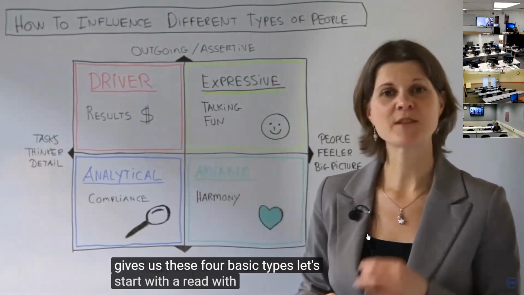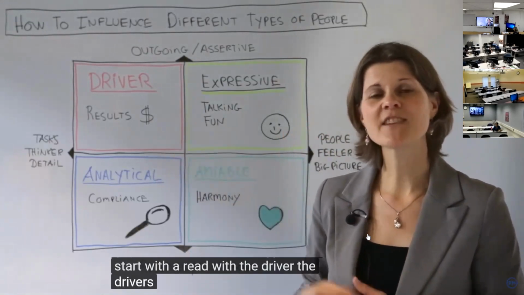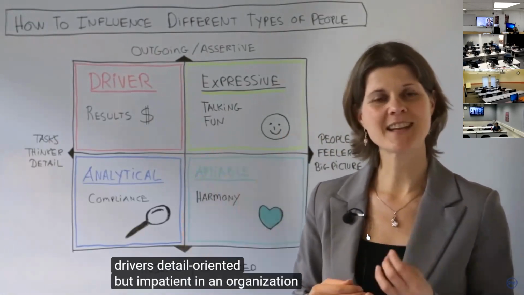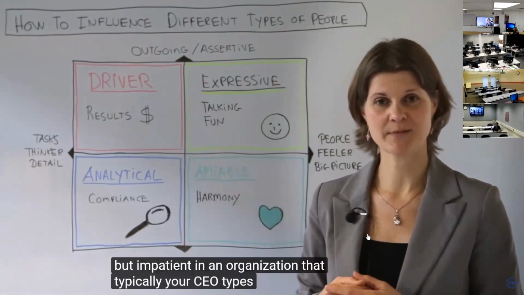Let's start with the red, with the driver. The driver is detail-oriented, but impatient. In an organization, they're typically your CEO types.